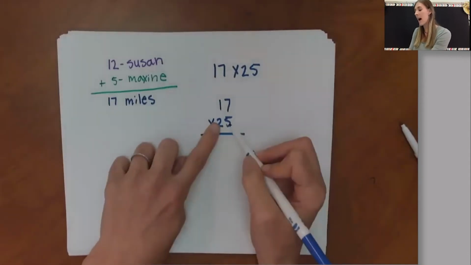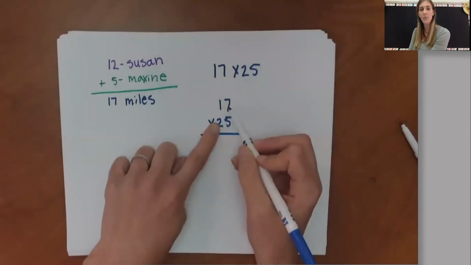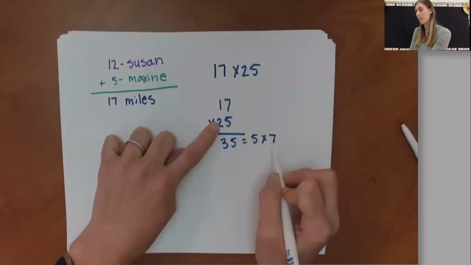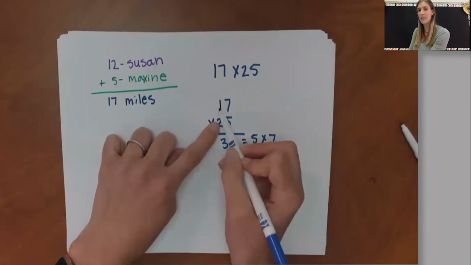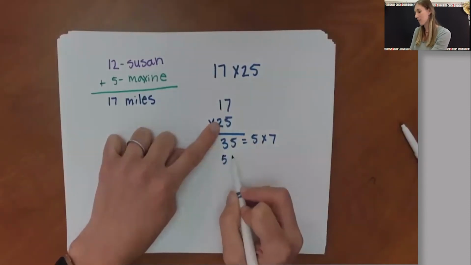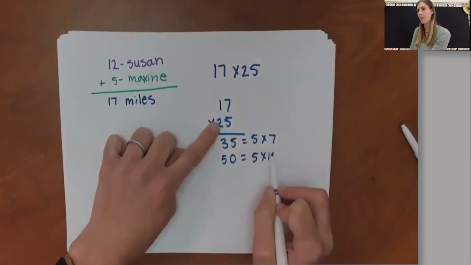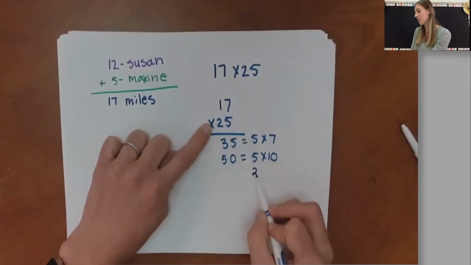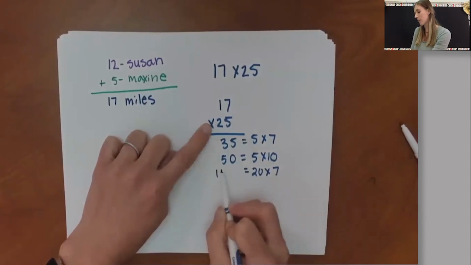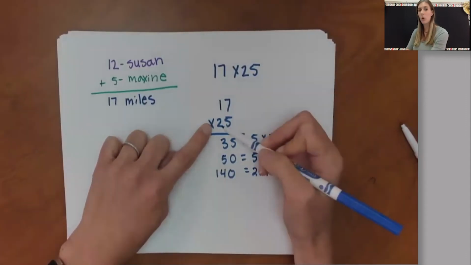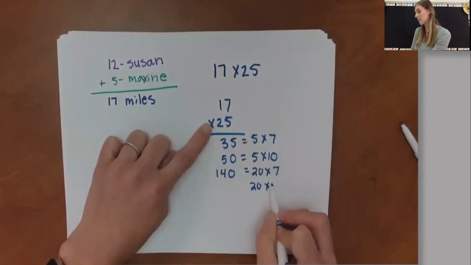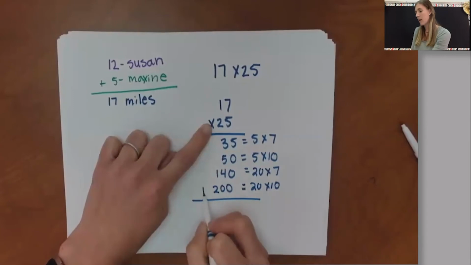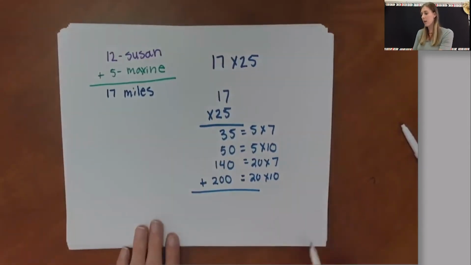Okay, we know 5 times 7 is 35. Great job. We know 5 times 10 is 50. We know 20 times 7 is 140. And we know 20 times 10 is 200. Excellent. And then we simply add our partial products together.